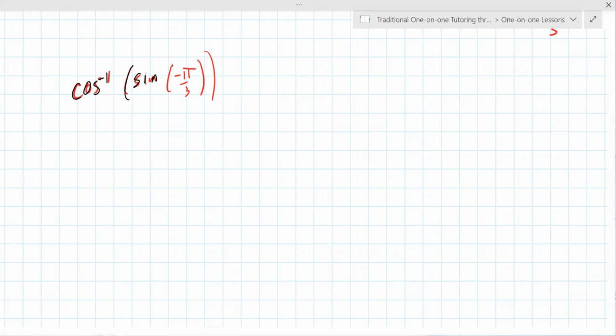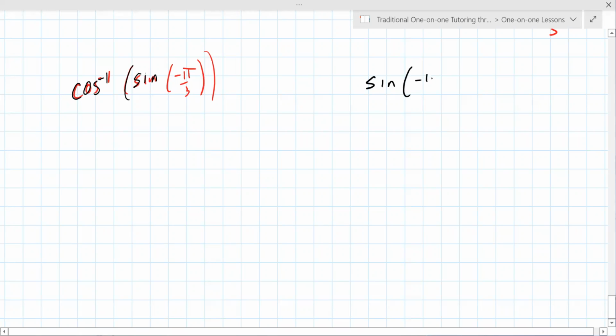There's so much here, Paige. Okay, so there's part one. Part one is sine of minus pi over 3. Can you tell me that? Even if you look at the unit circle, that's okay, but can you tell me that one?